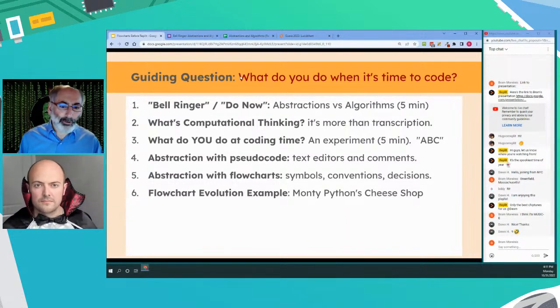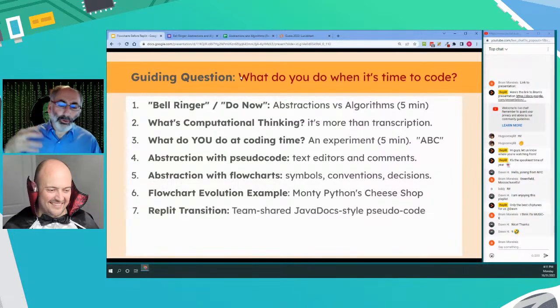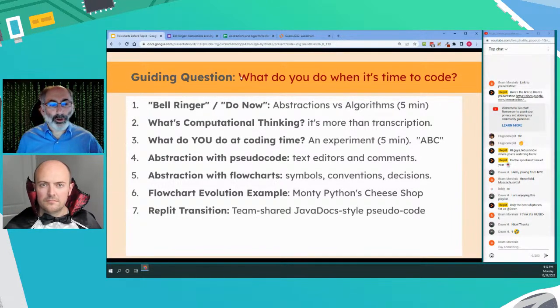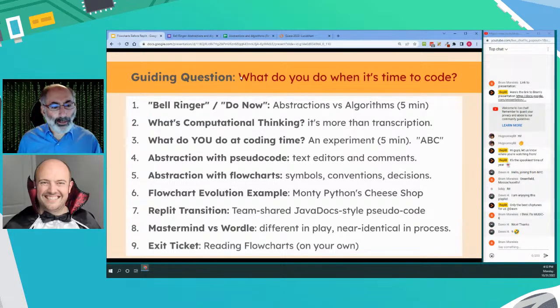We'll take an example of Monty Python's Cheese Shop, which is an analog or isomorph to the Guess My Number game. We'll talk about how you move from flowcharts into pseudocode, and I borrow a little Javadocs style when I do that, and then how you move that into Replit, because we should be doing our pseudocode in Replit Teams if we're teachers. And then at the very end, we'll look at how Mastermind and Wordle have exactly the same flowchart behind them.